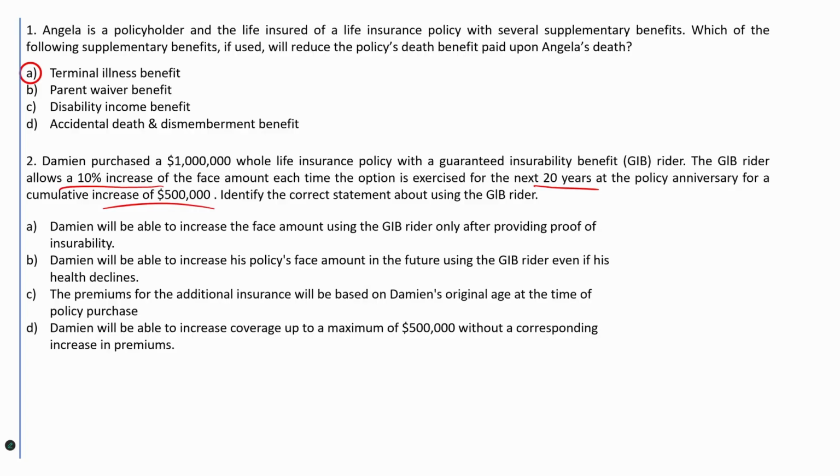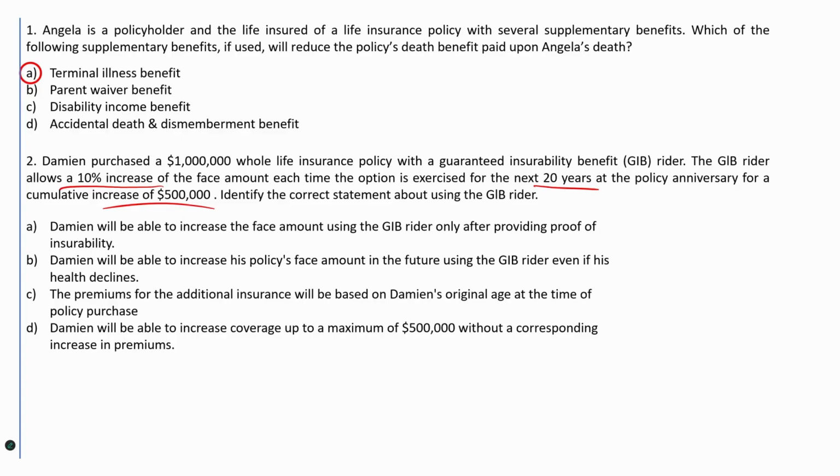Damien will be able to increase his policy face amount in the future using the GIB rider, even if his health declines. This sounds about right, because obviously when we don't need any proof of insurability, no medical underwriting, that means that even if Damien is diagnosed with cancer and wants to add 10% to the death benefit, he can do that.